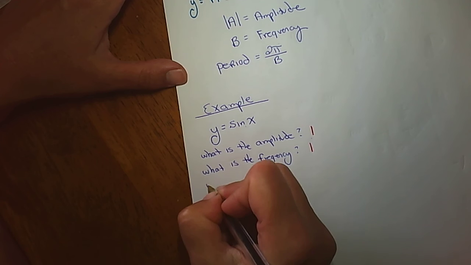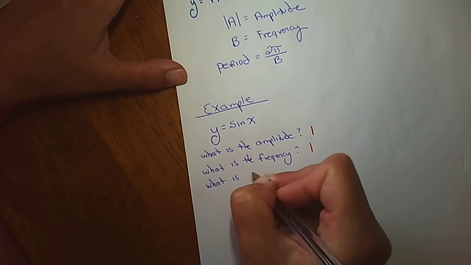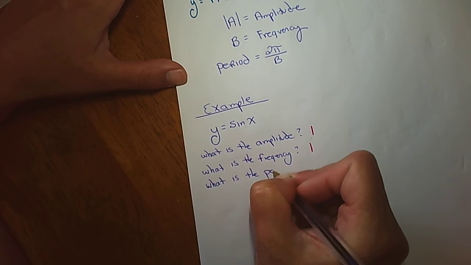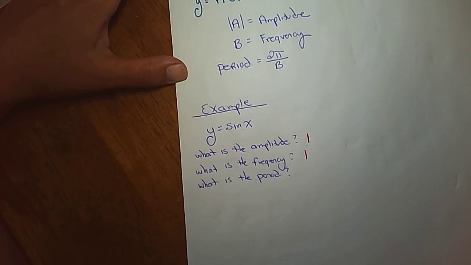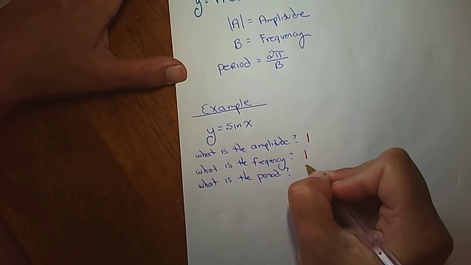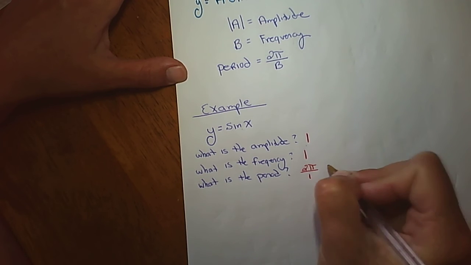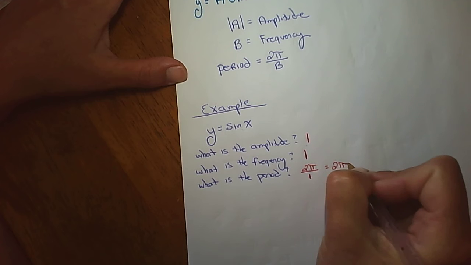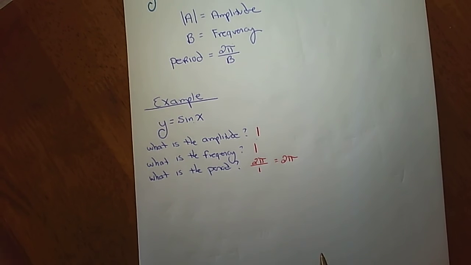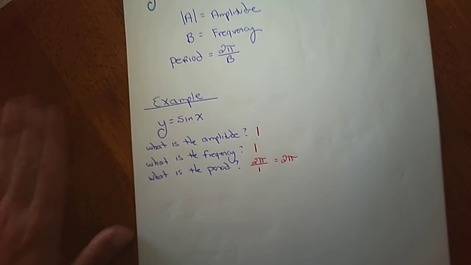And then I'm going to say, what is the period? And then I'm going to show you what all this means. All right, the period is going to be 2 pi over whatever the frequency was. So the period comes out to be 2 pi. All right, so right now this doesn't mean anything to you guys. So what we're going to do is graph this stuff.